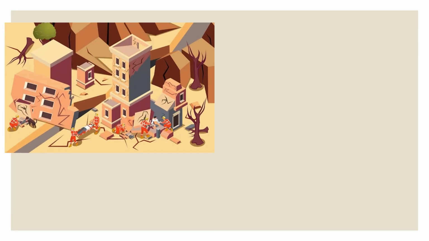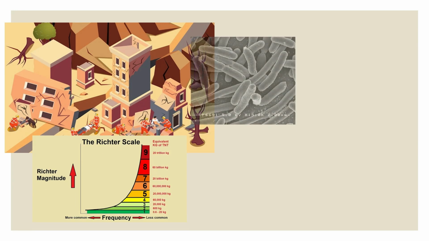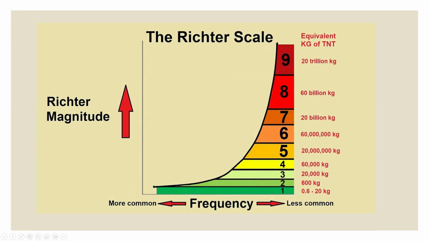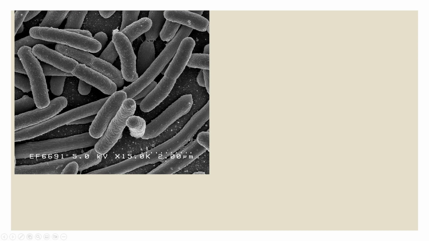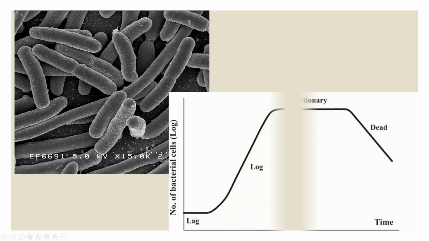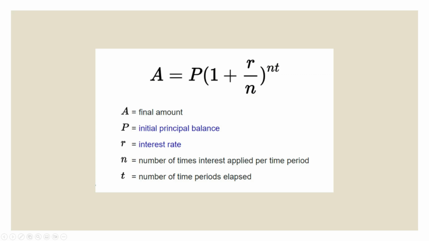What are logs used for in this day and age? Logarithms help us manage very large or small numbers, like the Richter scale for earthquakes. This scale uses a logarithmic function to quantify the energy released by an earthquake, making it easier to compare events of vastly different magnitudes. In biology, logarithms describe exponential growth, such as bacterial population doubling over time. In finance, compound interest calculations rely on logarithms to determine how investments grow over time.